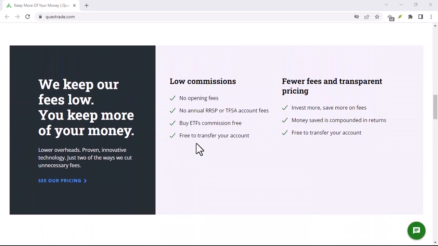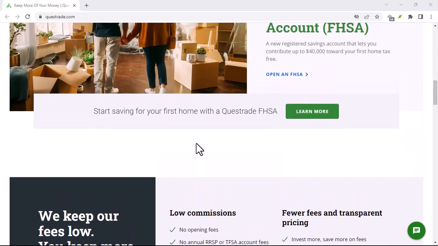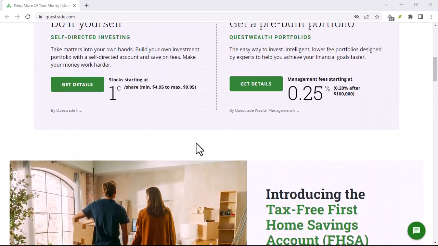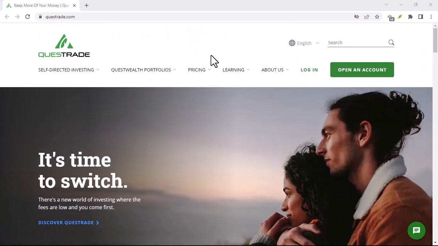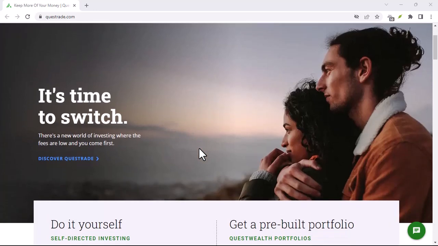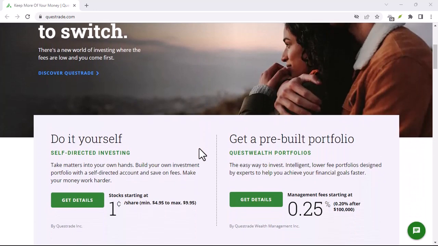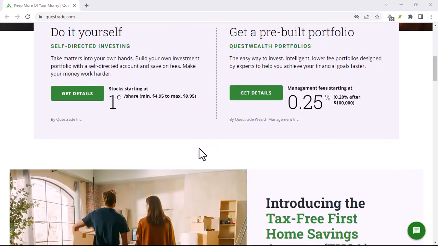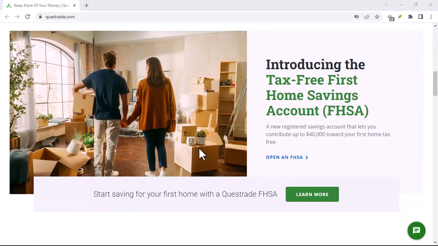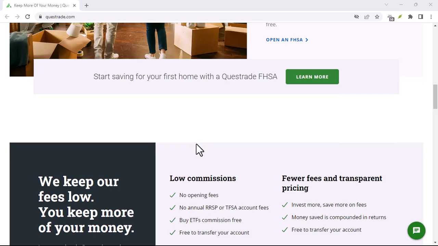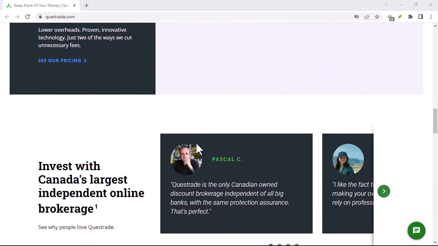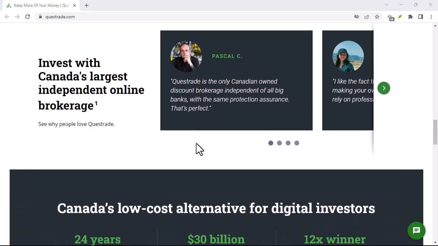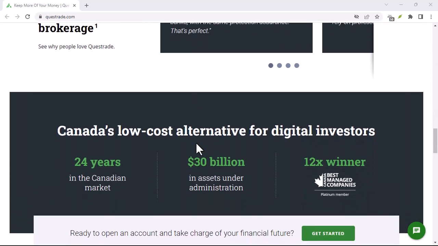Questrade also offers locked-in retirement accounts, or LIRAs. These accounts hold pension funds that were transferred from a previous employer's pension plan. LIRAs are similar to RRSPs, but they have specific rules regarding withdrawals. Finally, for those who want to manage their own small business or freelance income, Questrade offers self-directed business accounts. These accounts allow you to invest your business profits and manage your retirement savings as a self-employed individual.